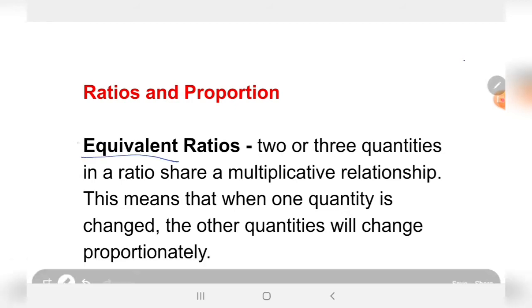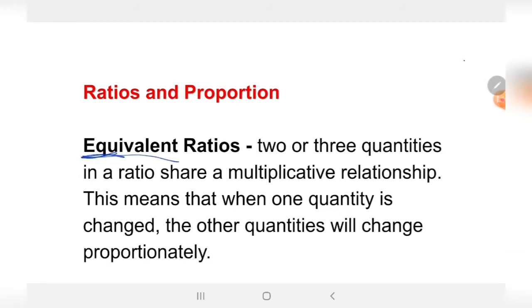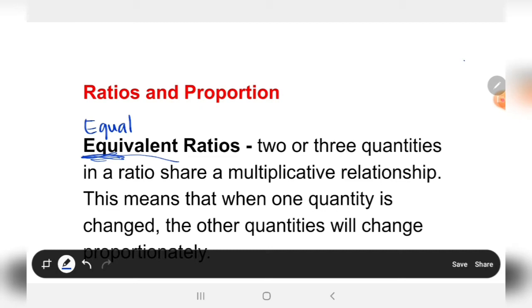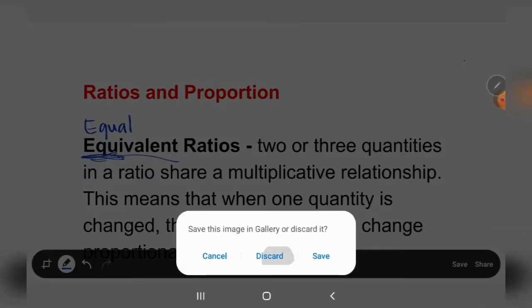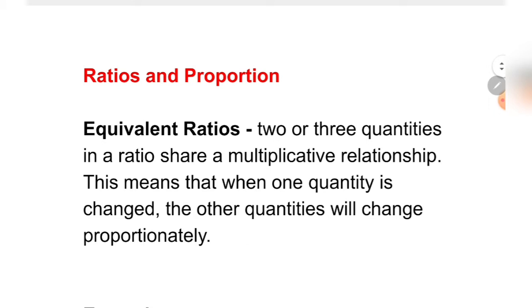Equivalent ratios comes from the word equi, which means equal. Equal ratios, two or three quantities. Okay, let's take an example so that you can understand what equivalent ratios are.